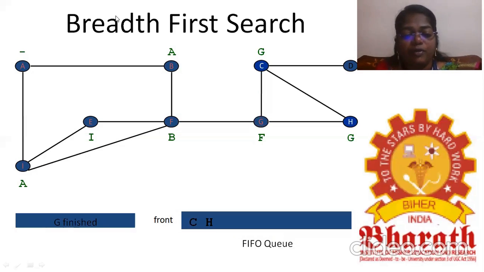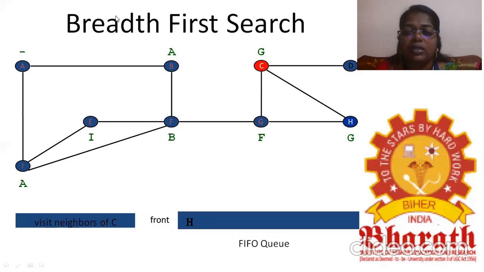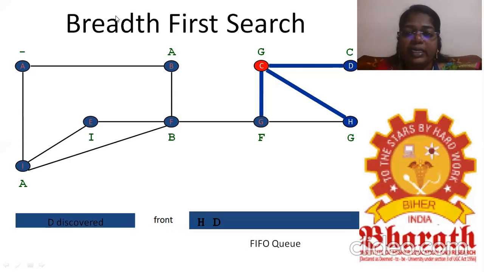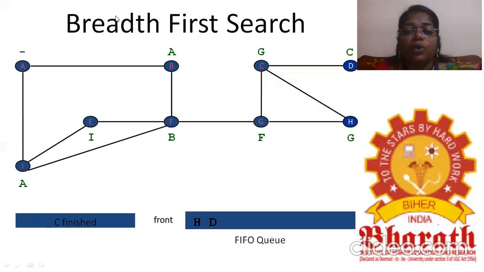Now we have to check the FIFO queue for the next vertex. What is at the front of the FIFO queue? C is at the front. So we have to DQ the next vertex and mark it in red color to identify the neighbors of node C. Now check what the neighbors are. G is a neighbor, H is a neighbor, and D is also a neighbor. So what will we do? We have to discover the unvisited nodes. D is an unvisited node, so we have to NQ D inside the FIFO queue.